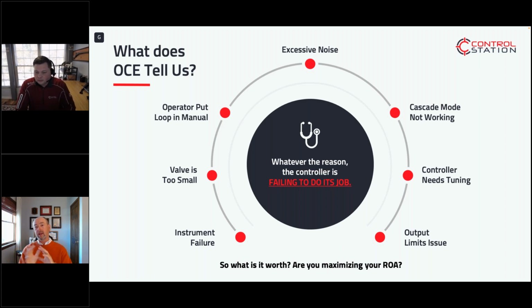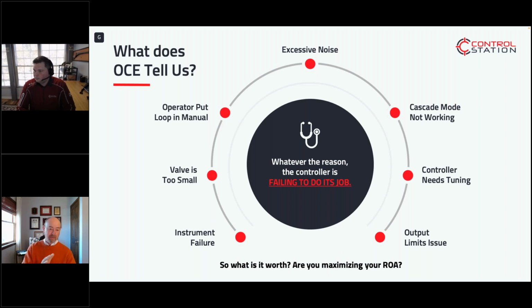And it's important to do that for an individual controller. And also when we look at OCE in aggregate, if we say, what's the average OCE for the 100 loops in this part of the plant, that's also telling us something about whether that whole part of the plant is in good control or not. So whether you're in an oil refinery, a paper mill, or a mine, or wherever you happen to be, this is going to tell us something about that.